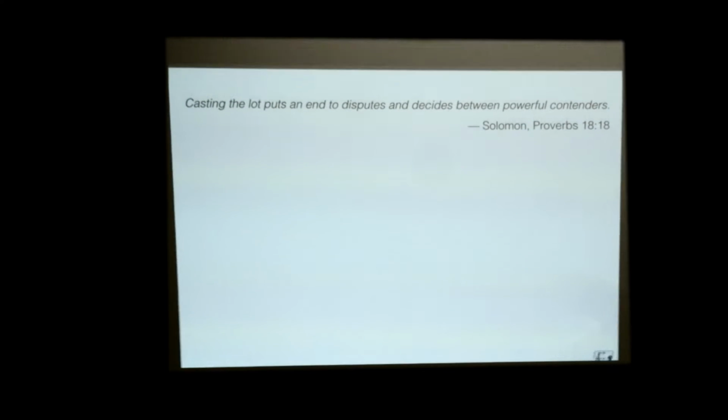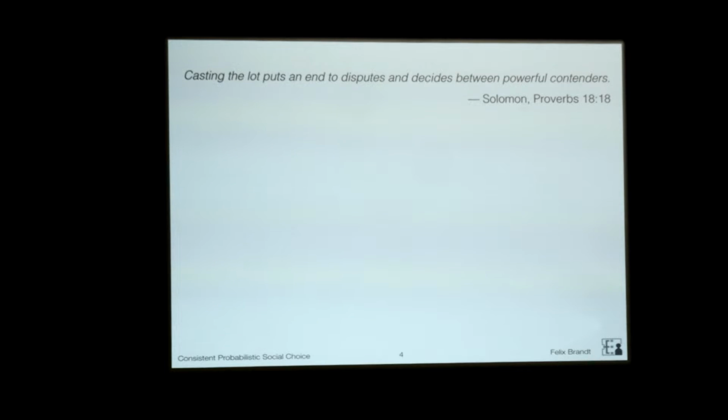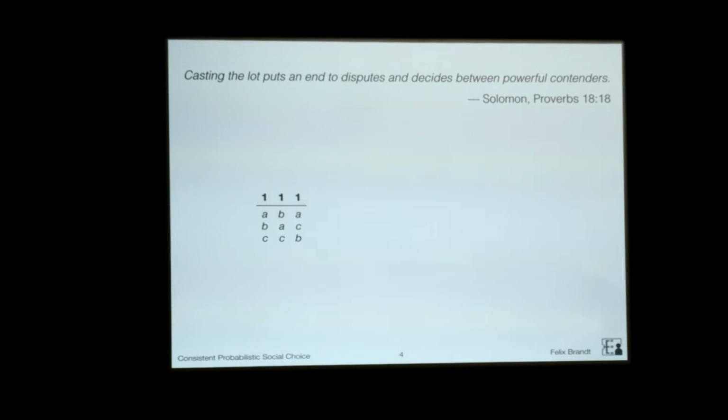To make clear which formal model we are using here, a probabilistic social choice function is a function that takes as input a preference profile. We have a finite number of alternatives and a finite number of voters who have ordinal preferences over these alternatives. These are usually represented by a preference profile, just like the one that you can see here. Here we have 3 alternatives, A, B, C, and 3 voters. The first voter prefers A to B to C, the second one B to A to C, and so on.